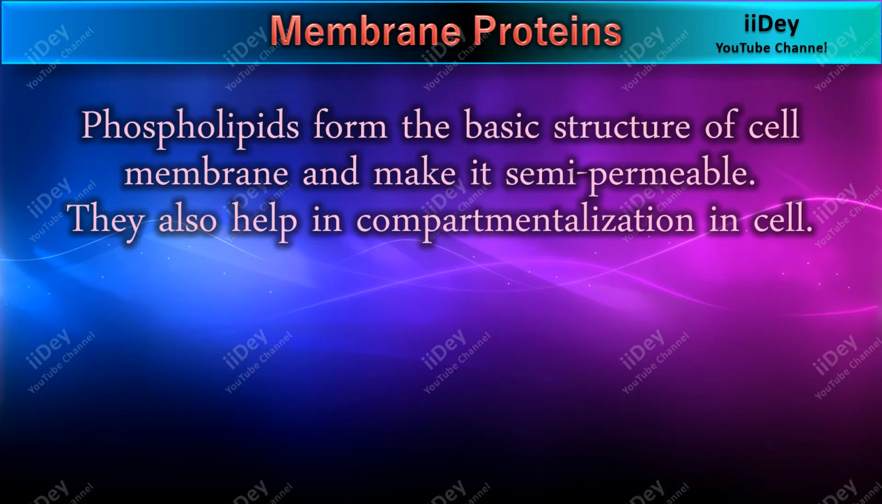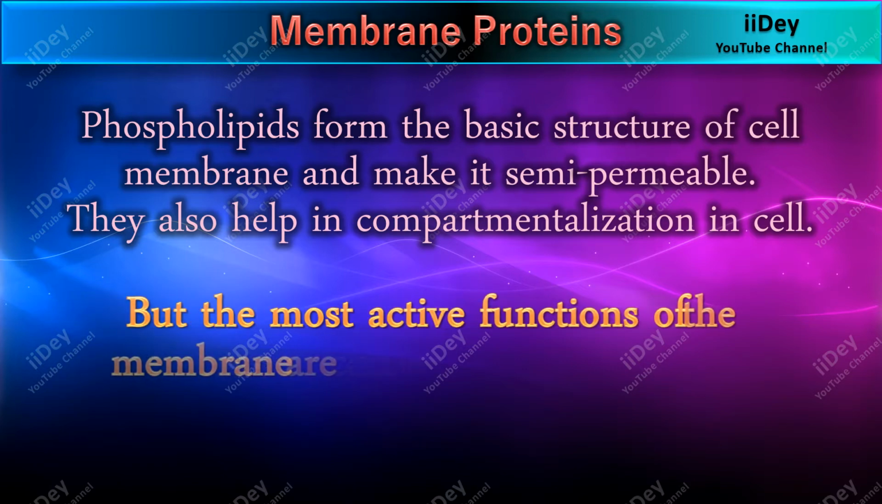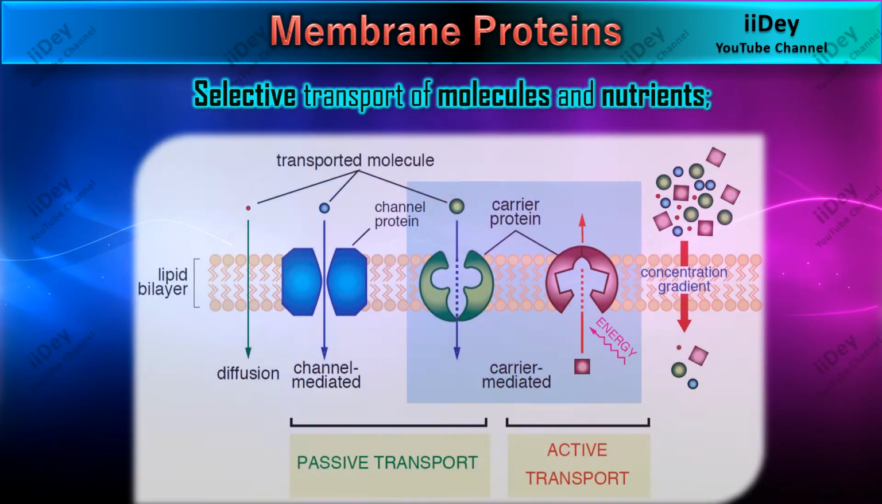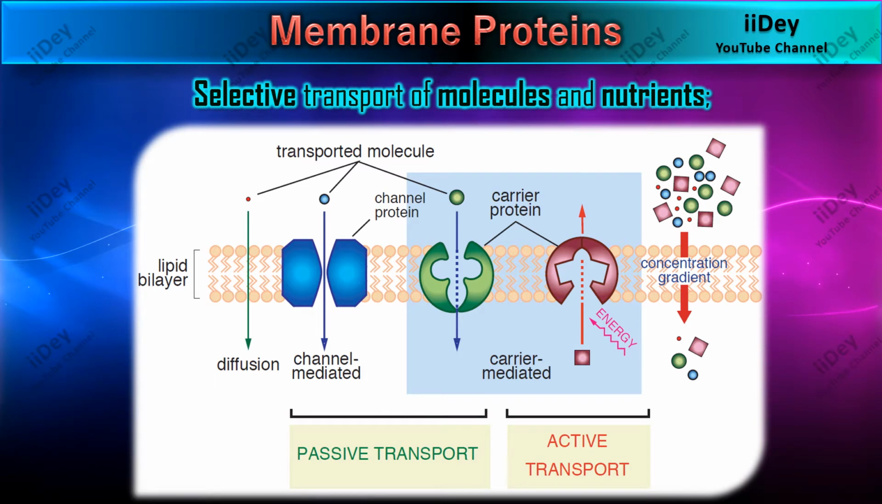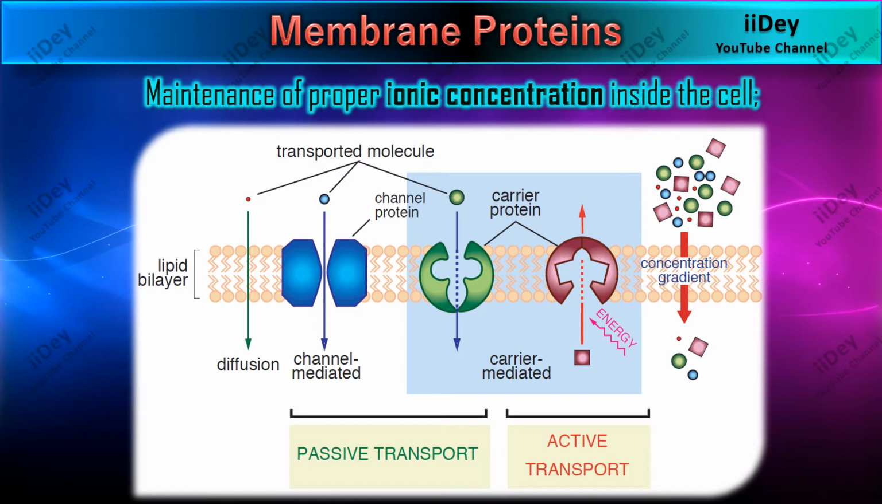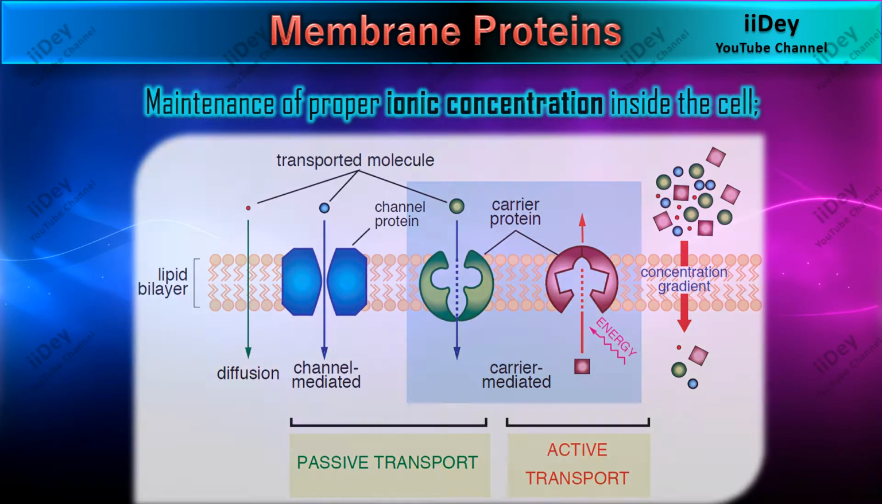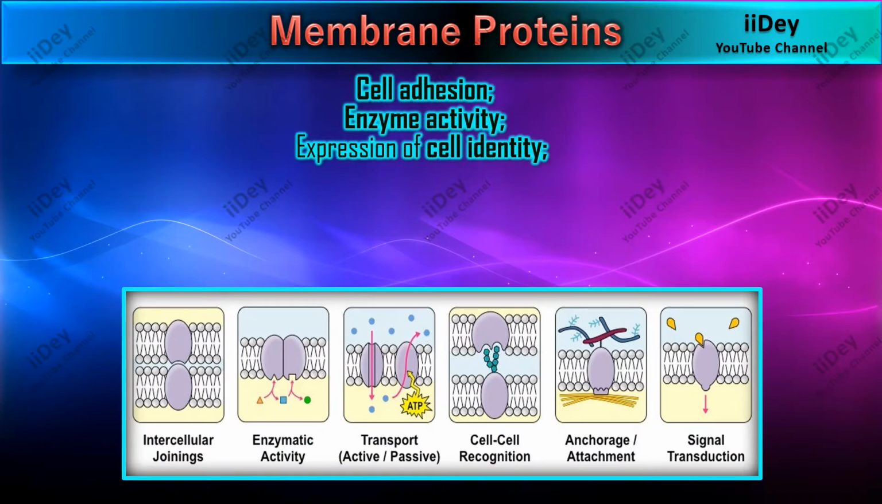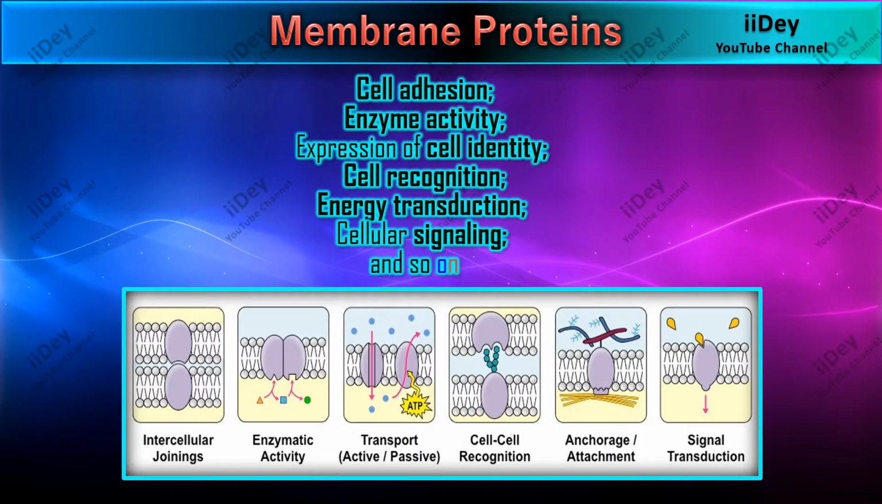You know, phospholipids form the basic structure of cell membrane and make it semi-permeable. They also help in compartmentalization in cell. But the most active functions of the membrane are carried out by the membrane proteins, like selective transport of molecules and nutrients, passage of water, maintenance of proper ionic concentration inside the cell, and many more like cell adhesion, enzyme activity, expression of cell identity, cell recognition, energy transduction, cellular signaling, and so on.